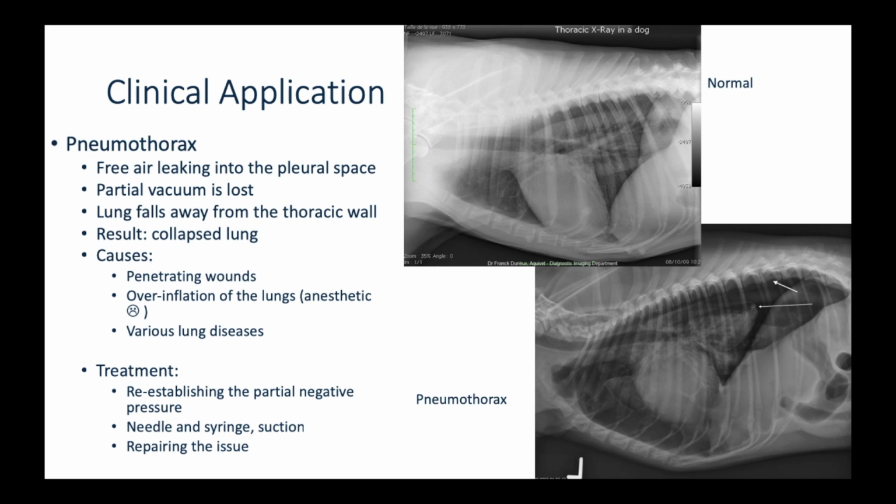The possible causes of pneumothorax and lung collapse are numerous. Sometimes it could be trauma, sometimes it could be cancers.